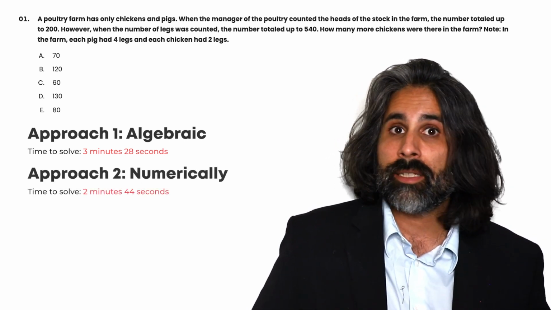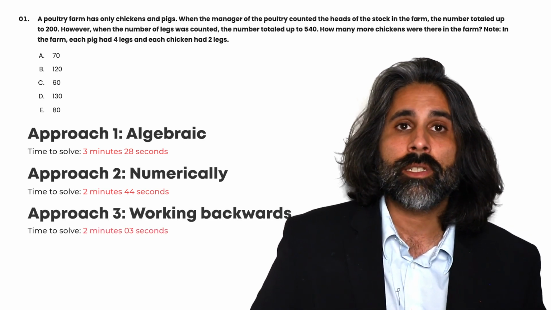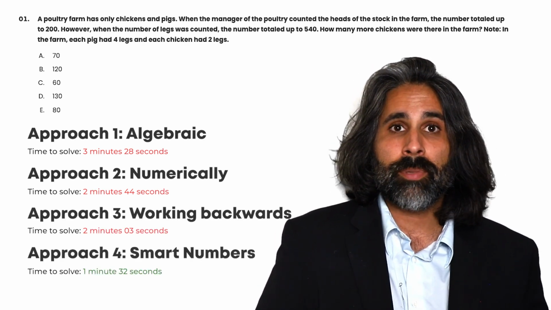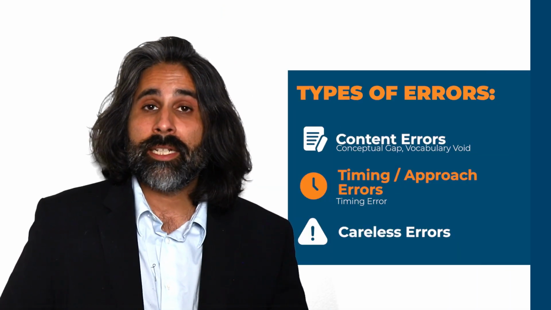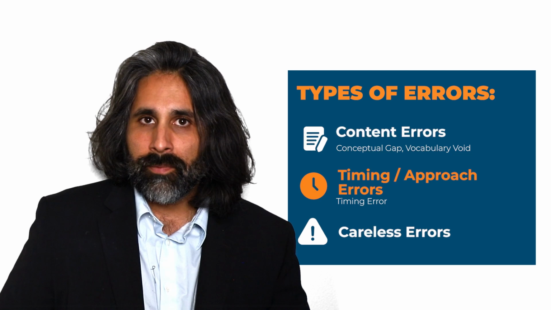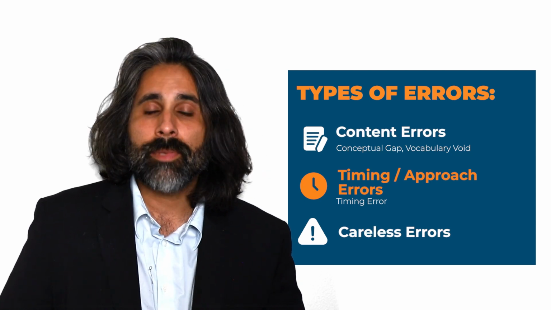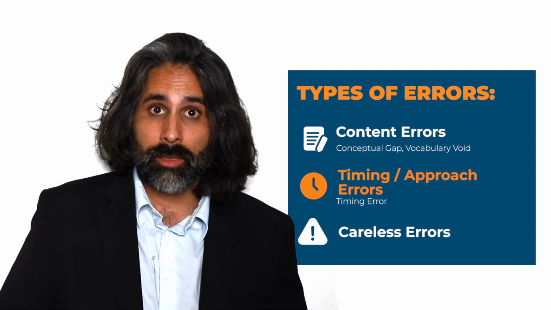Maybe had you done it numerically, maybe working backwards from the answers or with smart numbers, you could have gotten that problem done in 1.5 minutes or 2 minutes. And if that's the case, you want to, in your error log, put down how you could have known to use the numerical approach and in what similar circumstances you would use such an approach.